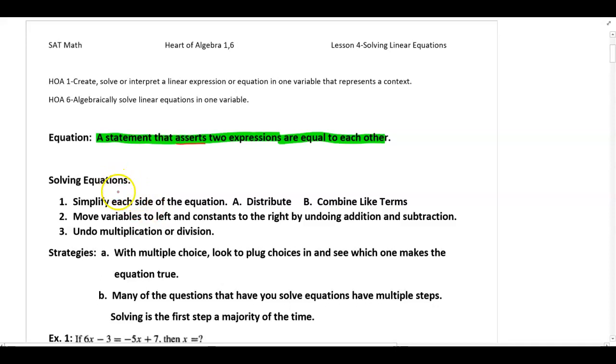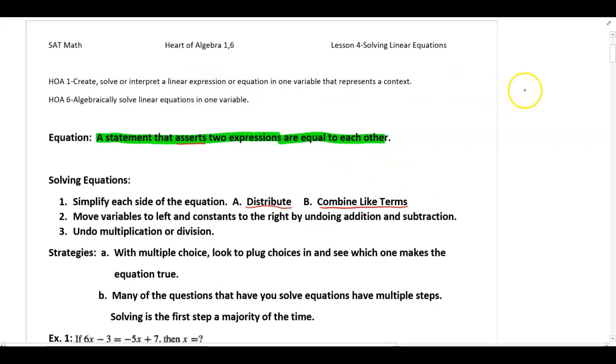So if we're looking for that solution to an equation, the first thing we do is simplify each side of the equation, meaning we distribute, then we combine like terms. Once we do that, I prefer to move the variables to the left and constants to the right. When we do that, we are undoing addition or subtraction. Then we undo multiplication or division.